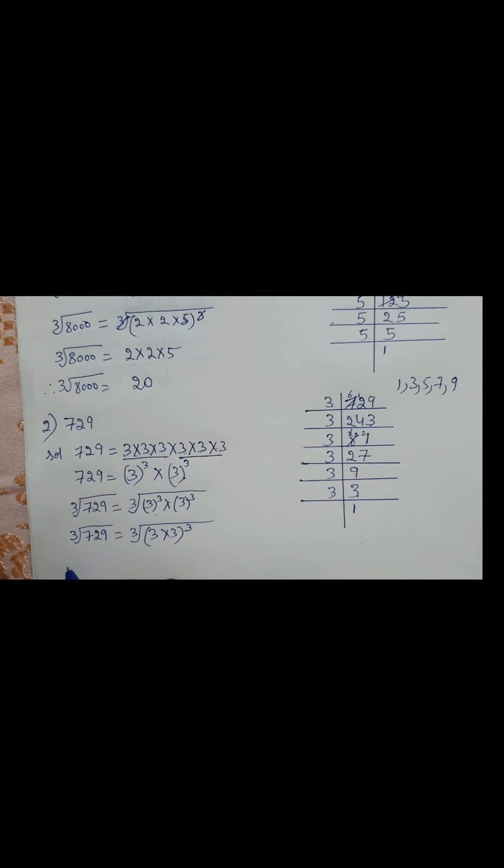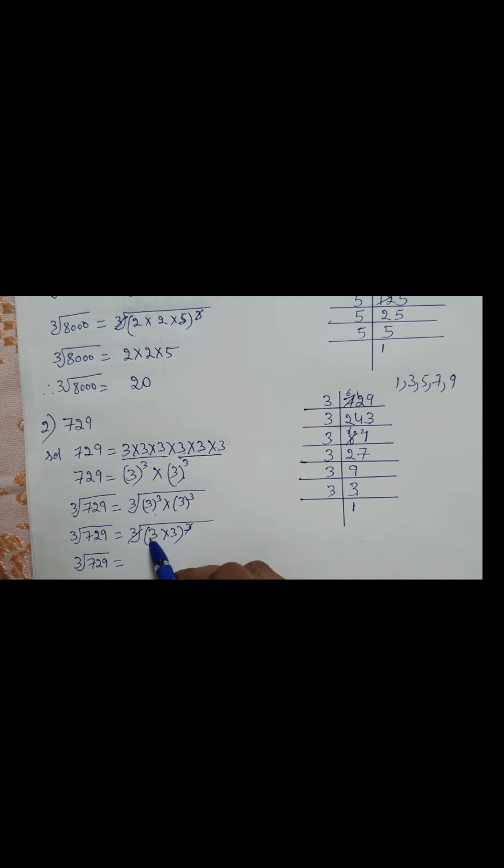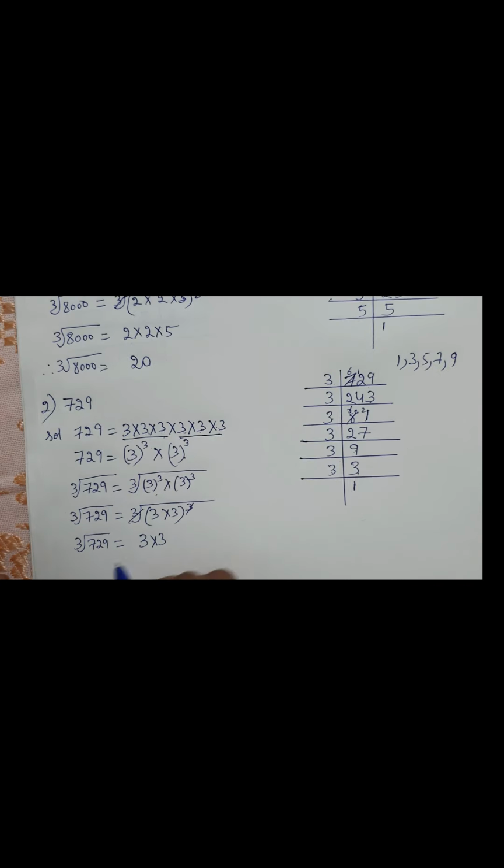Now therefore, again we will write the cube root of 729 is equal to, now this cube root and cube will get cancelled, and we have to remove them out from the bracket. This 3 multiplied by 3 we have to remove from the bracket. So the cube root of 729 is equal to 9. 3 threes is what? 9.